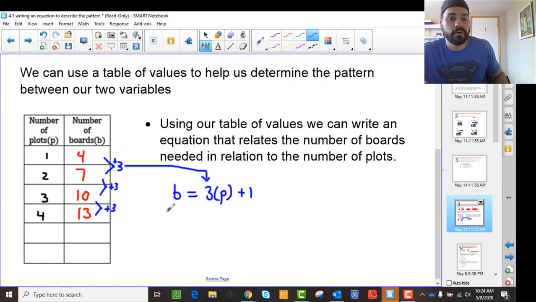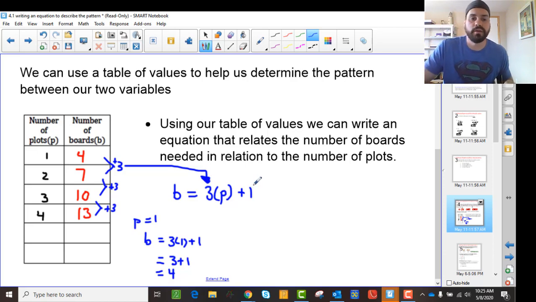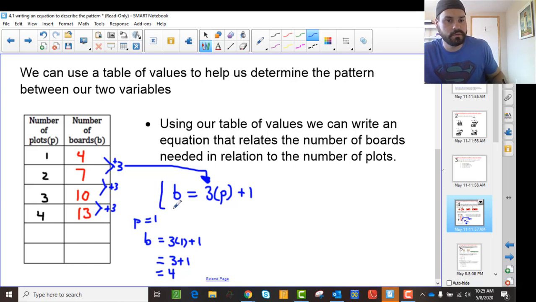And then I'm noticing that when P is 1, when there's 1 plot, we get B is 3 times 1 plus 1. I'm just going to check to make sure that that works. So I'm adding that 1 because there's 4 to start. And then I'm going up by 3. So basically, if you remember the term slope, or if you've heard that term before, and I'm not sure if you have, that's the slope, and that's the starting point, okay? So we just look at 4 and notice we got to add 1 to get 4 for the first block. So that's our equation, okay?